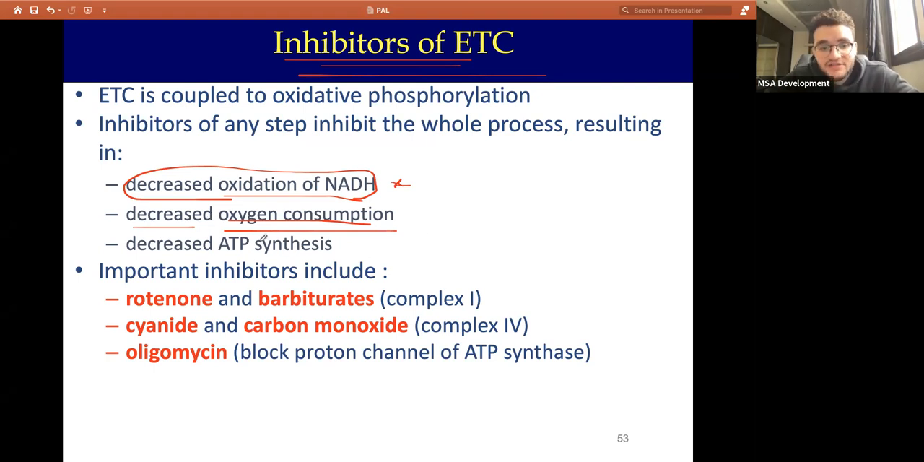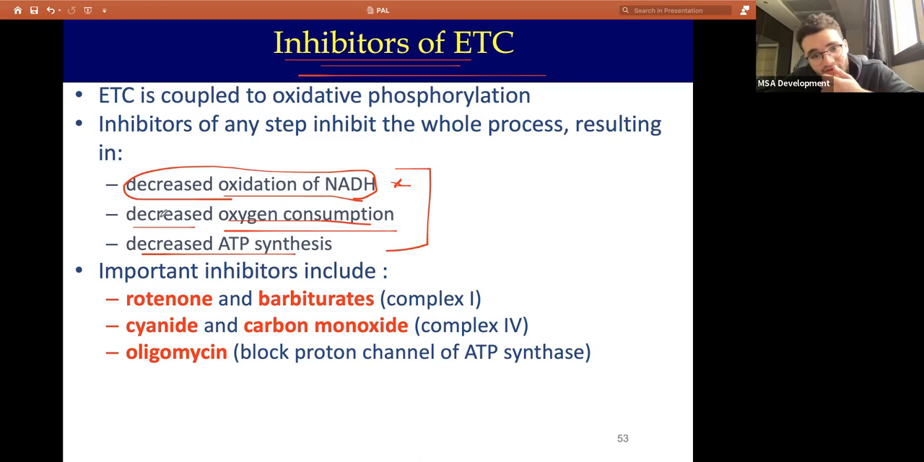And obviously decreased ATP synthesis, because that's the whole point of the ETC, the electron transport chain, which is to produce ATP. And if the process is inhibited, you cannot produce any more ATP. Okay, so you have to know these.